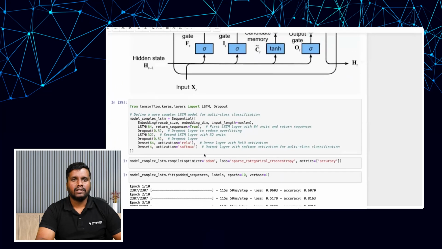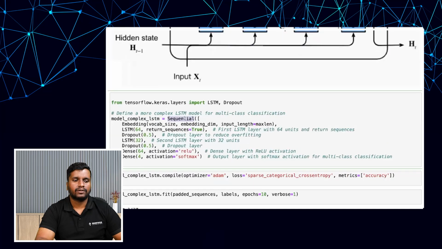So now we will build up the LSTM model here. We are going to call it with the help of layers. We are going to call the LSTM layer and dropout layer, and we are going to create a model, complex LSTM, which is a complex LSTM model, and we are going to use sequential architecture over here.